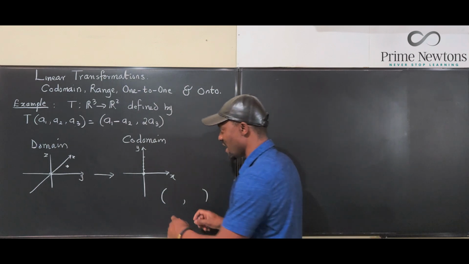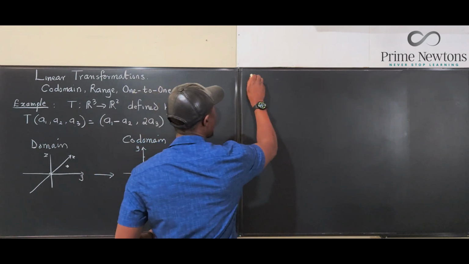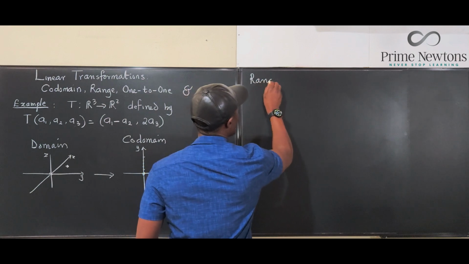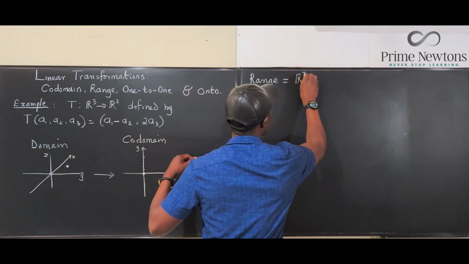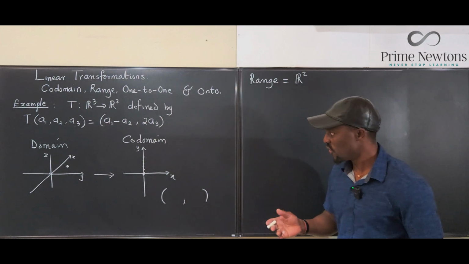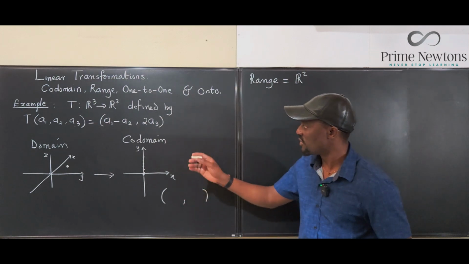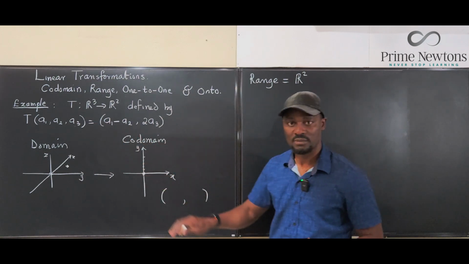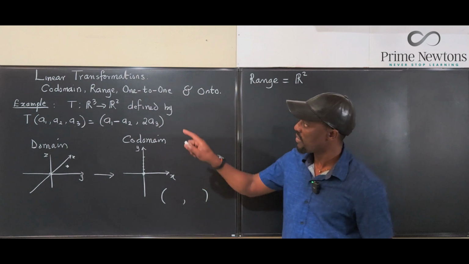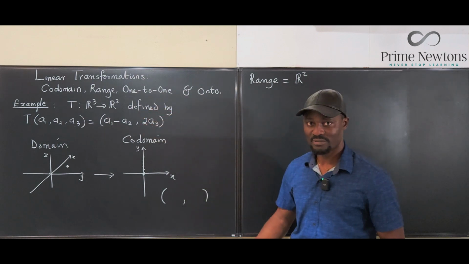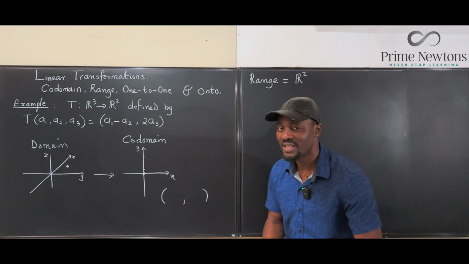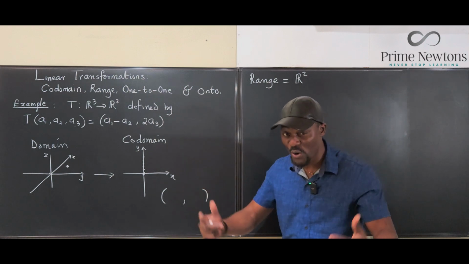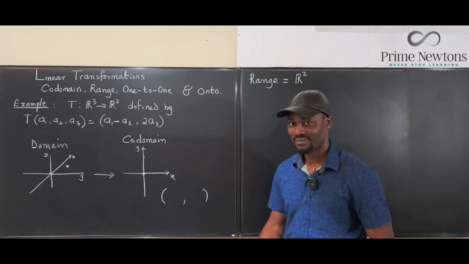So we can say in this case that the range is all of R2. Because there are no exceptions. There is no number you cannot create. There is no pair you cannot form. Because you're going from R3 to R2, following these rules. See, this is where it becomes crazy because you have to know what you're talking about.